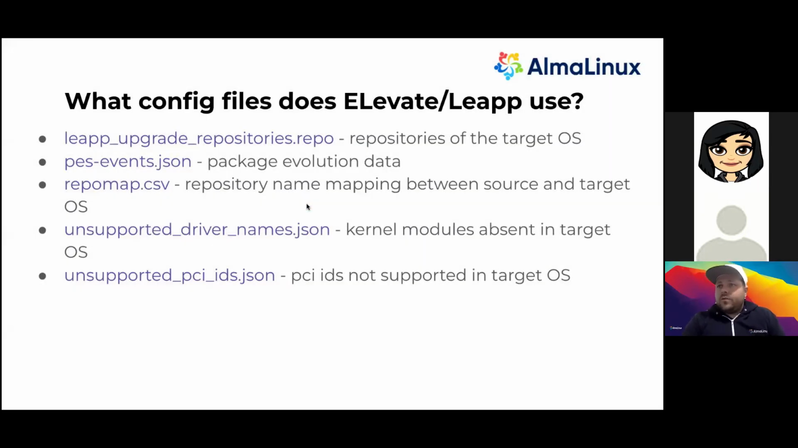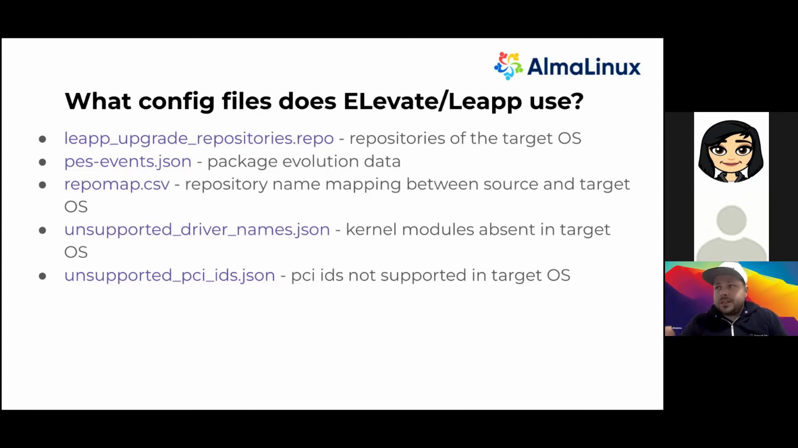So what config files does this use? You pull down the repository, you install the package. So what does it include? First of all, it includes this Leapp upgrade repositories.repo, which is basically a file with the repositories of the target OS that you're going to go to. There's a pes-events.json file, and I'm going to talk a little bit about the package evolution service in a second. That's very, very important, and a lot of that initial metadata was contributed by Oracle. Thanks again, Oracle, for that.